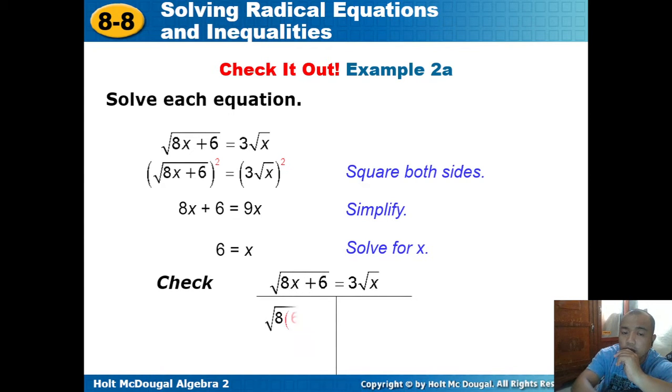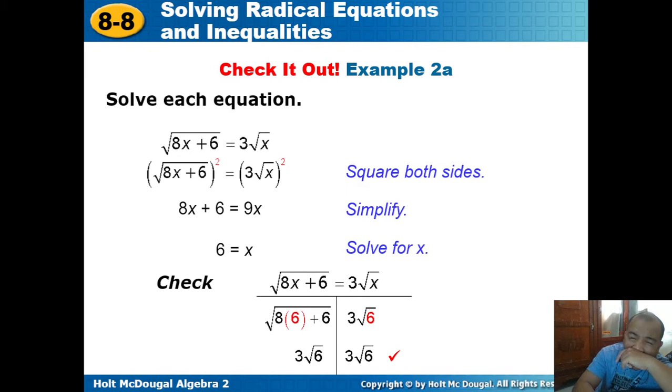Let's check. Substitute x by 6 in the original equation. 48 plus 6 is what? Ay, sorry. 48 plus 6, yan, 54. So, square root of 54 is equal to square root of 54, or 3 square root of 6 equals 3 square root of 6.